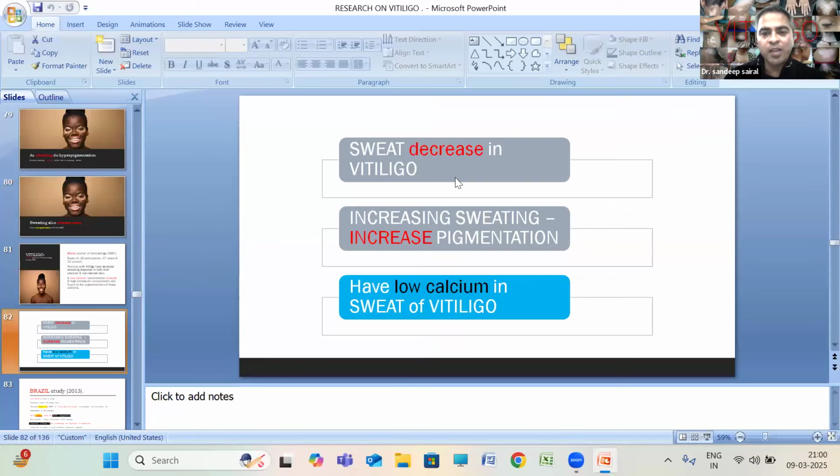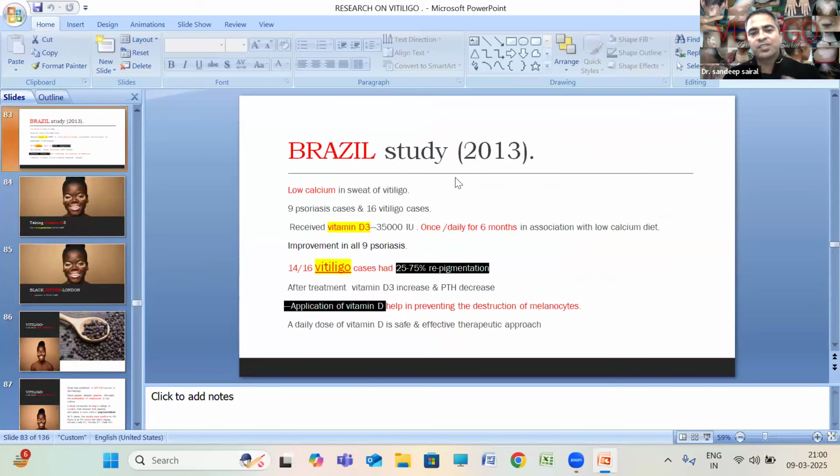So what happened? In 2013, Brazil had a study. What they did was give vitamin D on a regular basis for 6 months to 16 patients. Out of 16, 14 patients showed repigmentation of up to 25 to 75%.